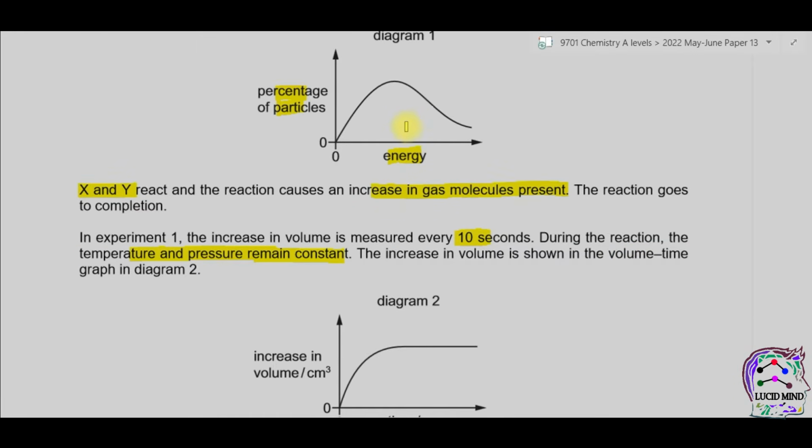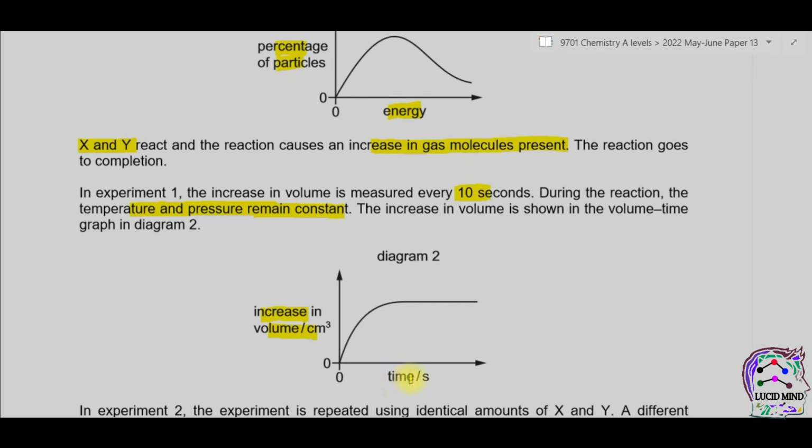So diagram 1 shows the Boltzmann distribution. Diagram 2 only shows the increase in volume against time.